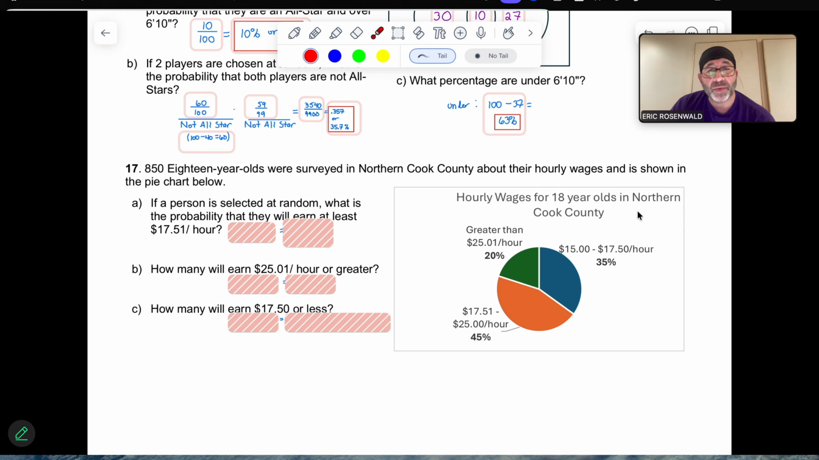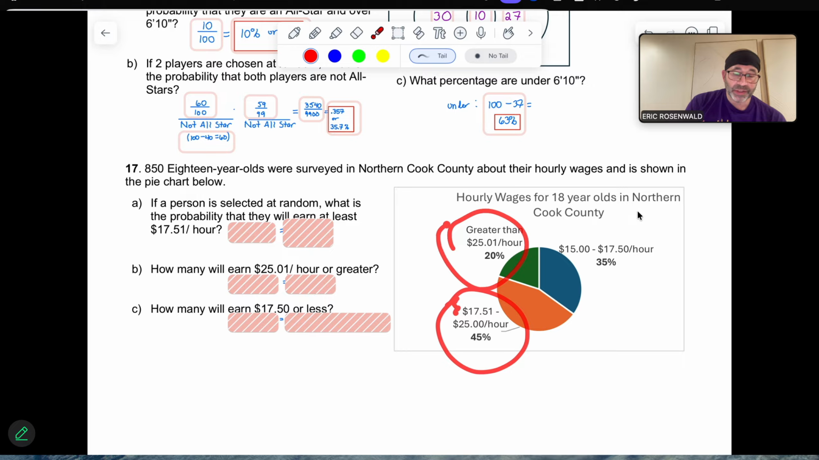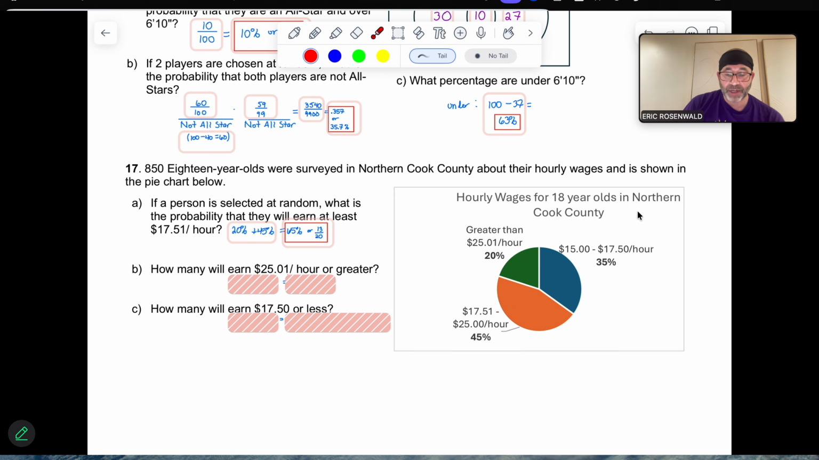If a person is selected at random, what is the probability that they will earn at least $17.51? At least $17.51 means that they're going to earn $17.51 or more. Well, these guys right here are earning $17.51 or more, as are these guys right here. So if we put these together, there are a total of 20 and 45, or 65%, or 13 out of 20.